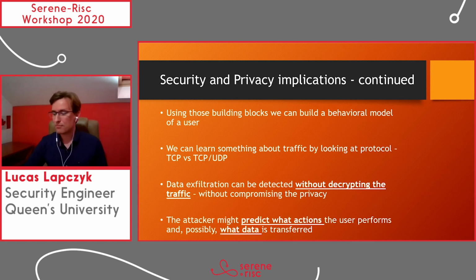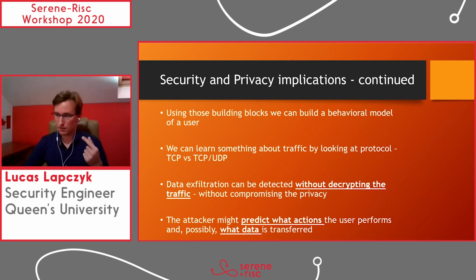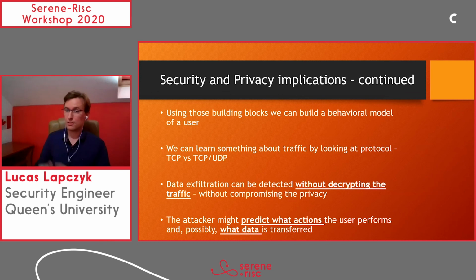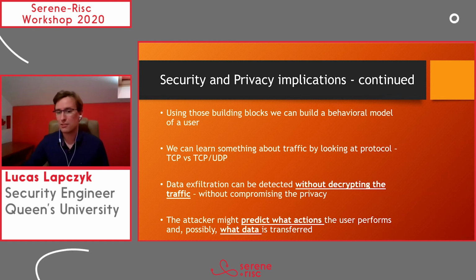However, unfortunately, on the adverse side, the attacker might predict what actions the user is performing. So the attacker will know when the user is sitting in front of their machine. The attacker might guess what the user is doing and possibly what data is being transferred. Is it a file? Is it some kind of streaming? Possibly the visual output could suggest what characters are being typed. So at this point, it is becoming very scary, even though the traffic is encrypted.